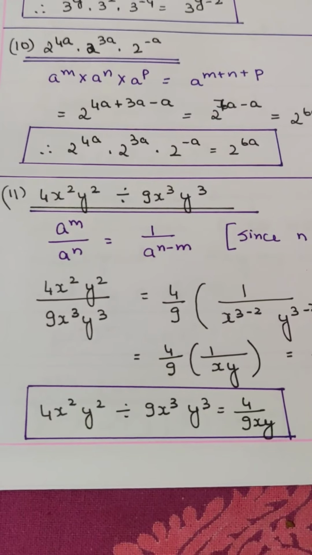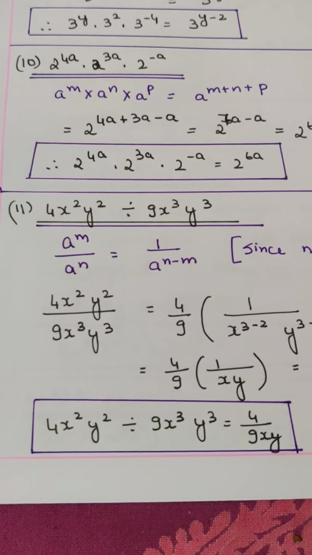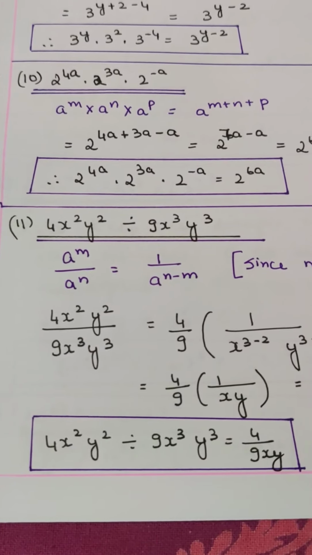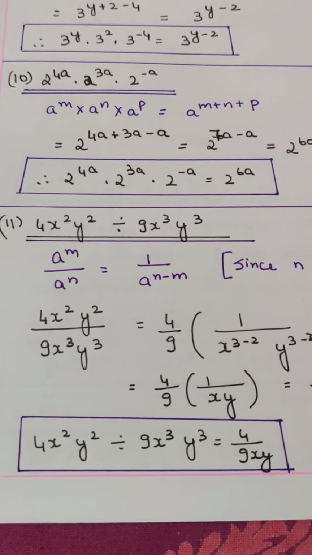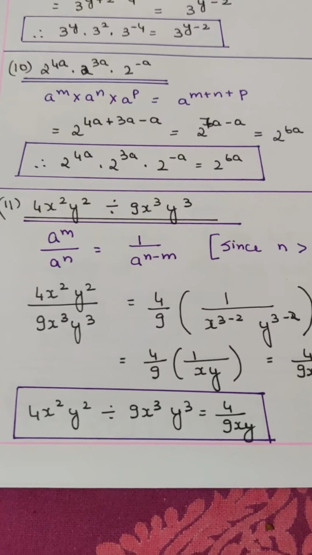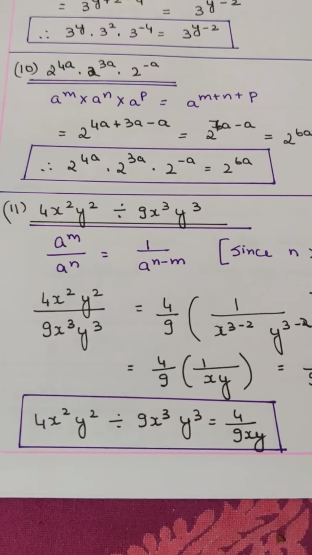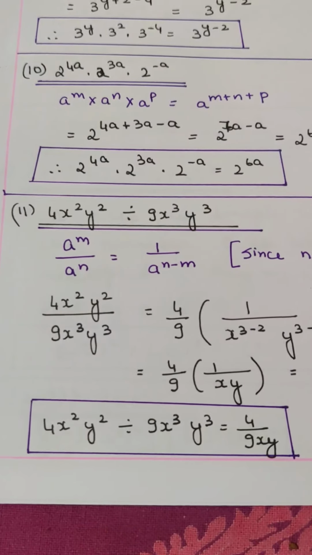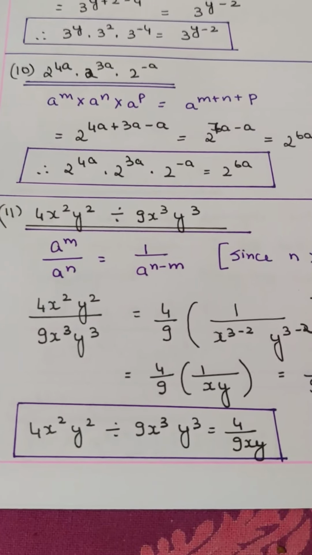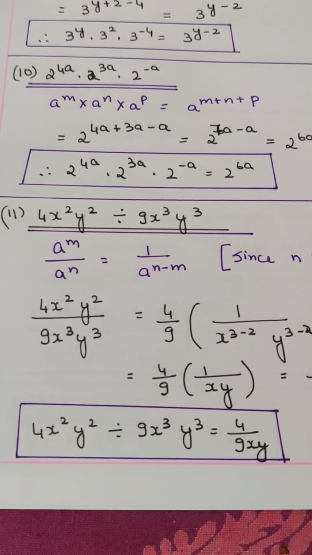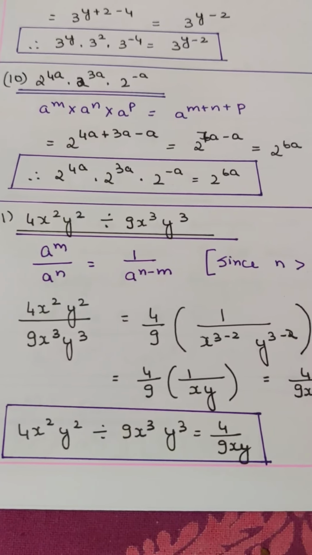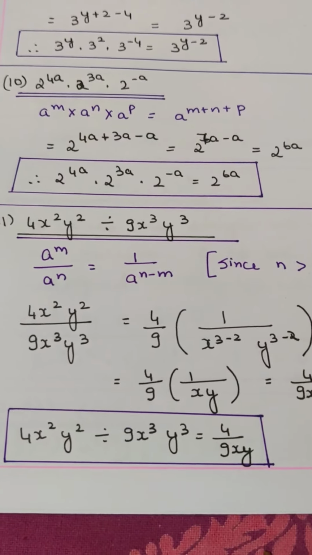Now 4x square y square divided by 9x cube y cube. Okay, now a to the power of m by a to the power of n is equal to 1 by a to the power of n minus m. Since n is greater than m, this is the quotient law that we are using. So it becomes 4x square y square by 9x cube y cube. So you take out 4 by 9 outside into 1 by x to the power of 3 minus 2 into 1 by y to the power of 3 minus 2. Correct?